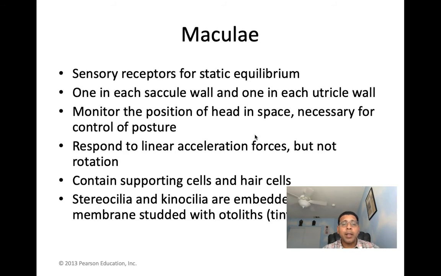Our maculae are going to be our static equilibrium receptors. And they're going to be sensory receptor organs that monitor the position of the head in space. And so they're going to play a role in controlling posture. They respond to linear acceleration and horizontal movements. That is basically changes in straight line speed and direction, but not in rotation.